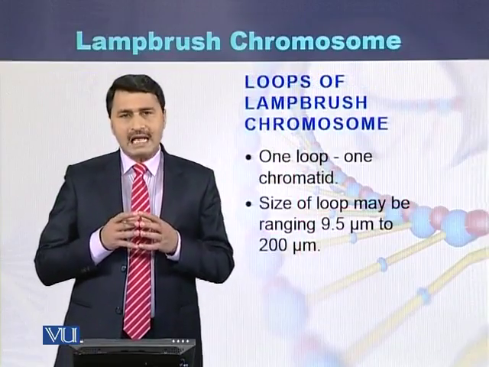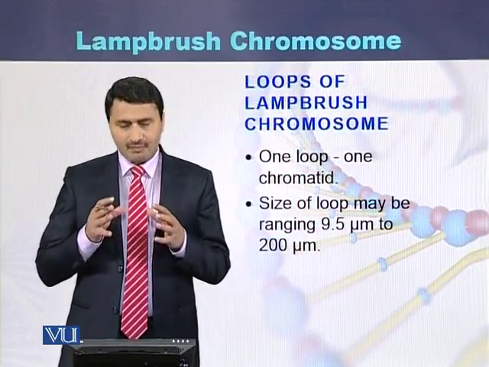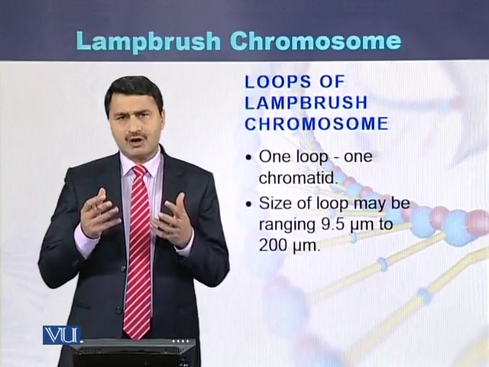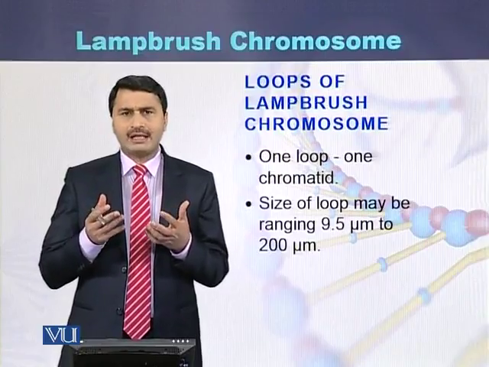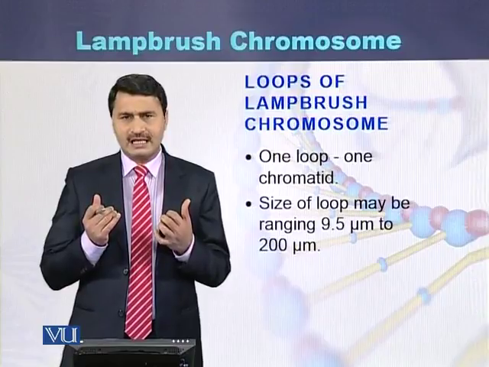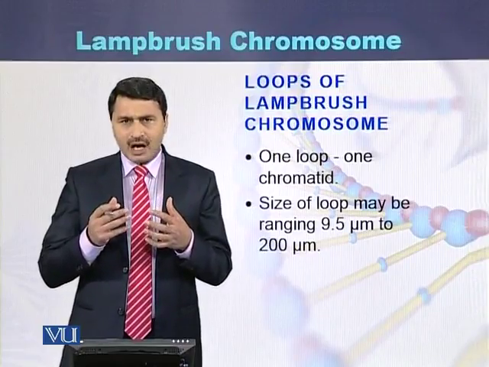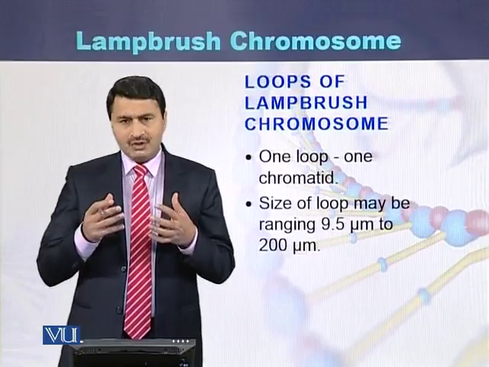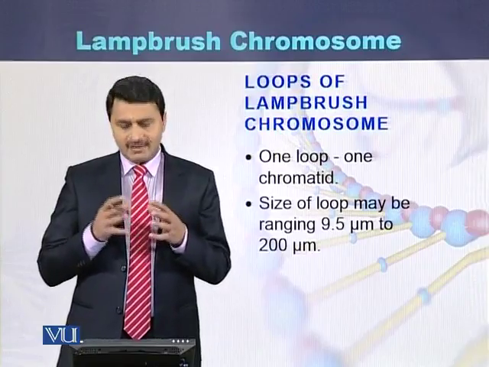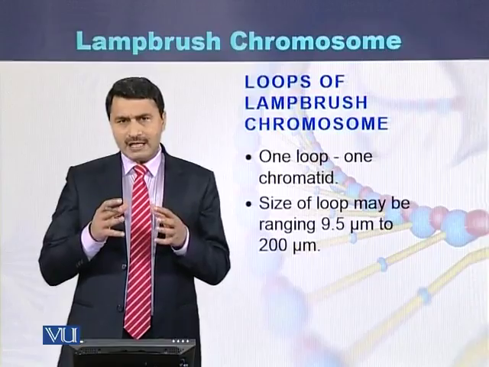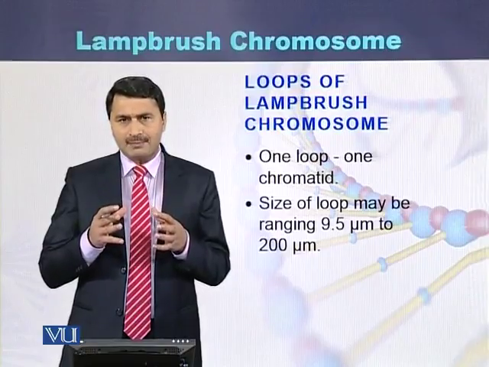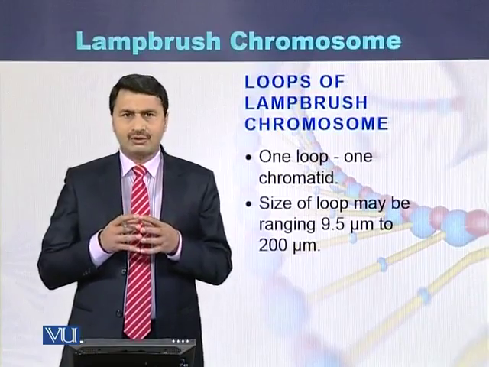Loops of the lamp brush chromosome. One loop consists of one chromatid, or in other words, each chromatid is in the form of a loop. The size of the loop can vary from 9.5 micron up to 200 micron.